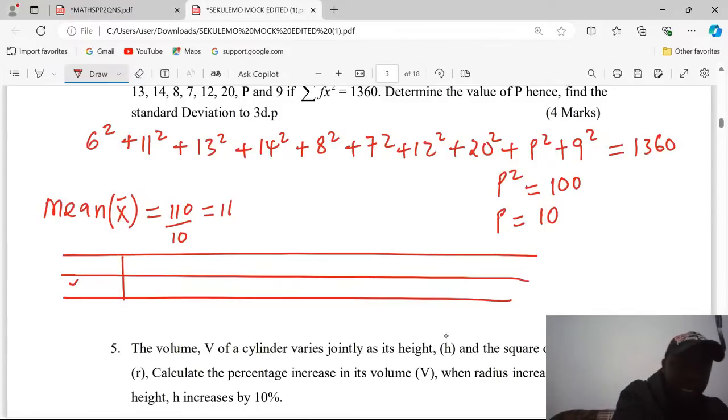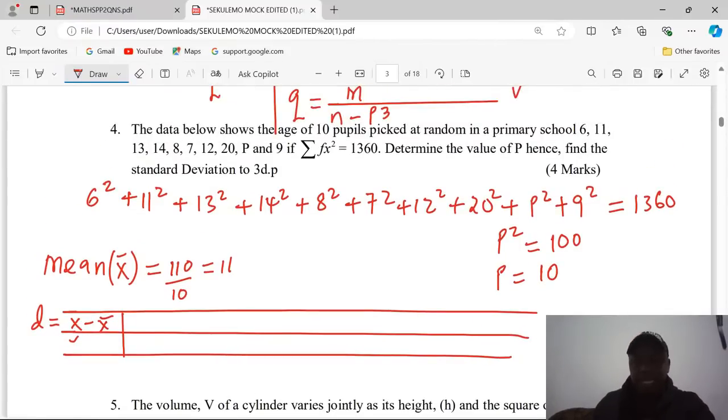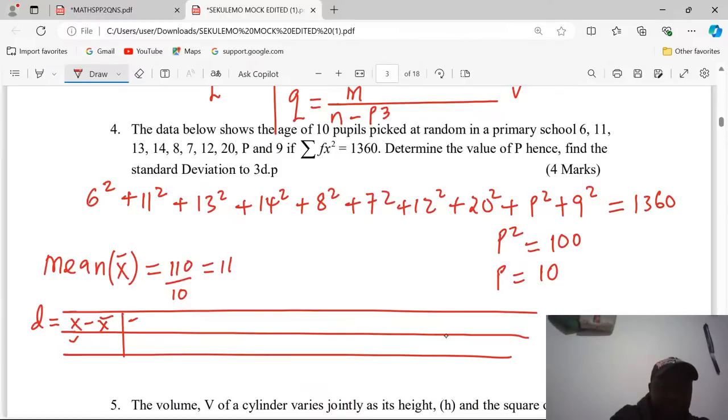So for us to get deviations, we need to get each value and how it's deviating from the mean. Each value minus the mean. So we take the first value, 6 minus 11, we get negative 5. Then 11 minus 11, we get 0. We have 13 minus 11, we get 2. We have 14 minus 11, we get 3.